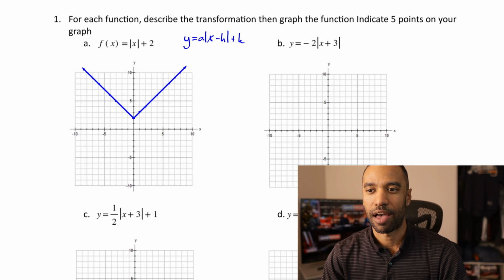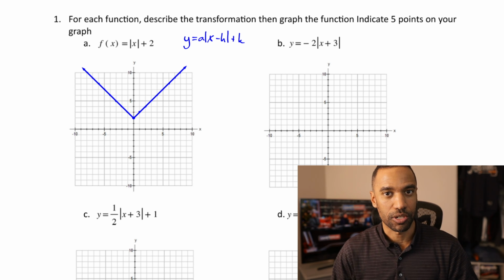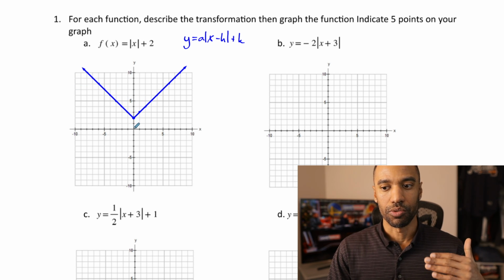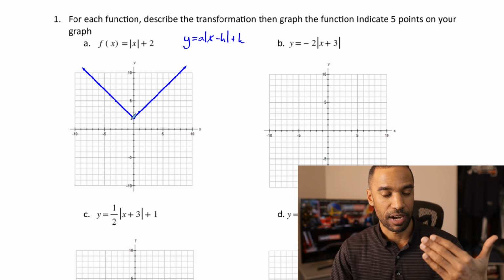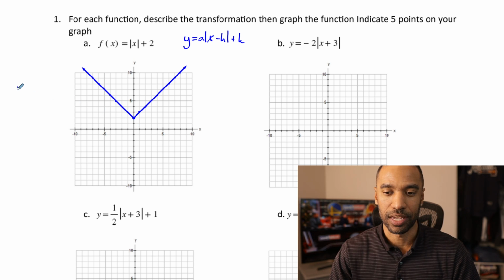Oh, yes. So there's the graph. Now they want us to describe the transformation. You take what this would have been, and you shift everything 2 units up, also known as a translation. We translate 2 units up.